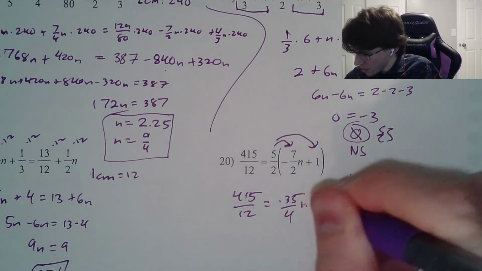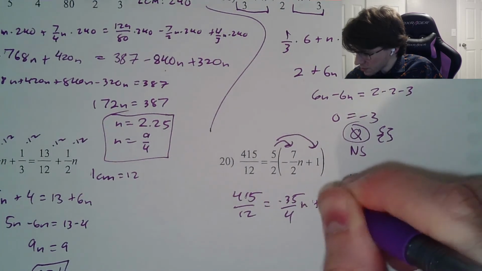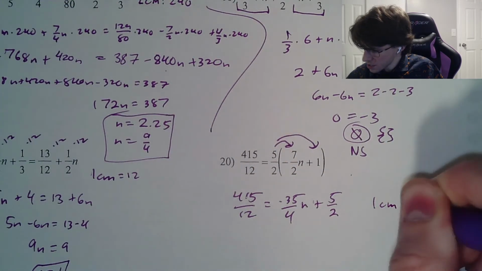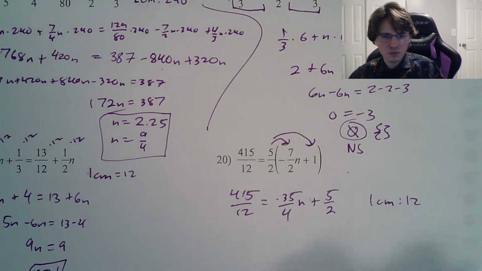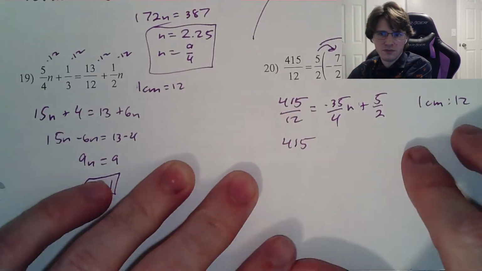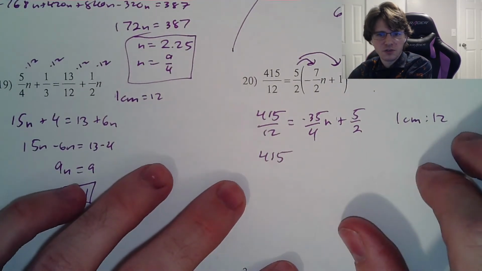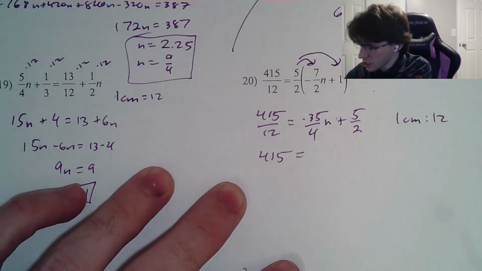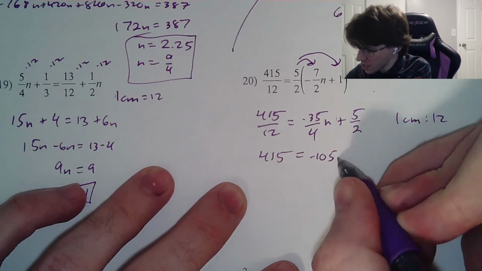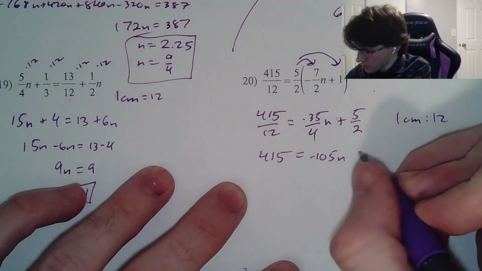Nice. And 5 over 2 plus the 5 divided by 2. Anything times 1 is itself. Find the LCM. LCM in this case is going to be 12. When you multiply every single thing by 12, you'll get 415 for this one. I gotta move the paper up a little bit. So 415 is equal to, now we have negative 35 over 4 times 12. When you do that, you'll get negative 105n. Multiply this guy by 12, and you'll get plus 30.